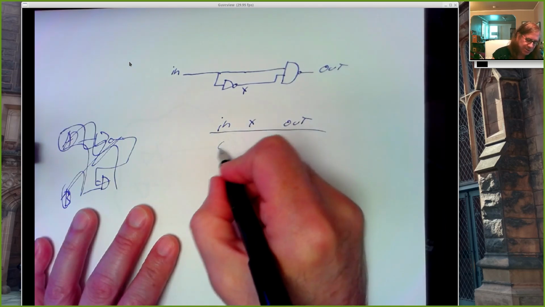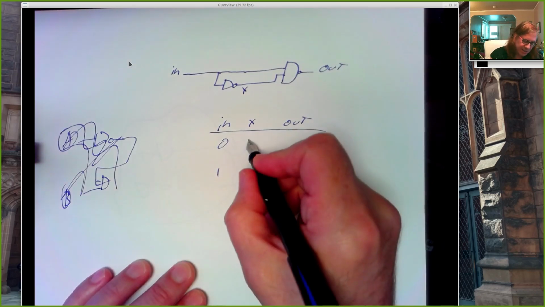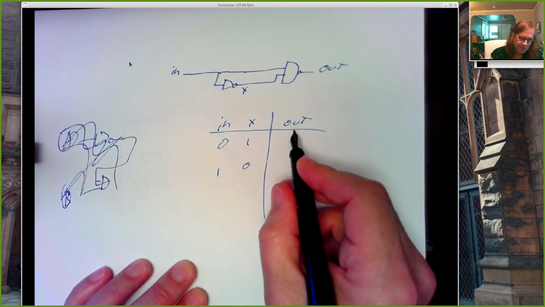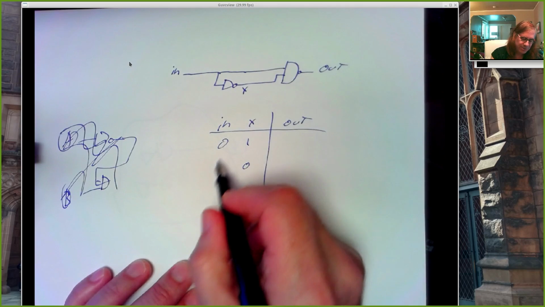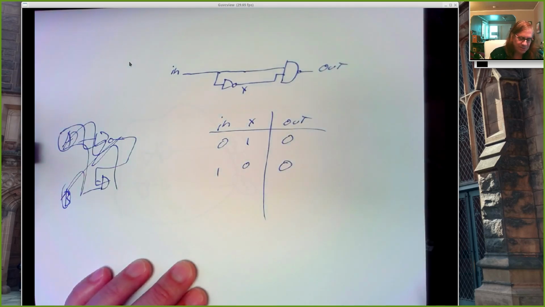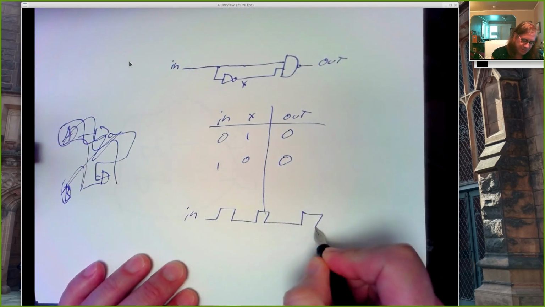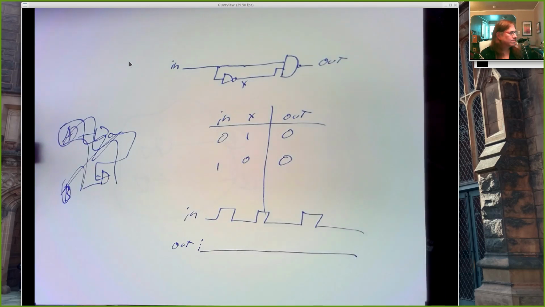And let's make a truth table. So our input is either 0 or 1. X is the opposite of our input, so that's a 1 or a 0. And our output is the input ANDed with X. Right, that's our two inputs, and 0 ANDed with 1 is 0, 1 ANDed with 0 is 0. So we would expect that as our input changes, our output is always going to be 0.